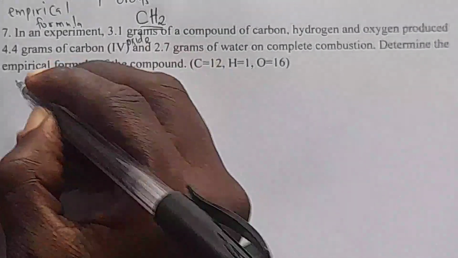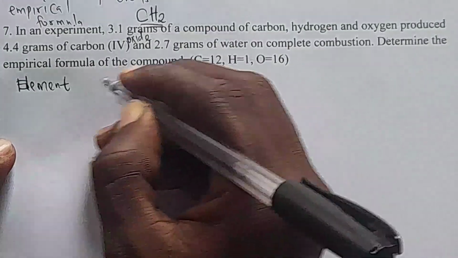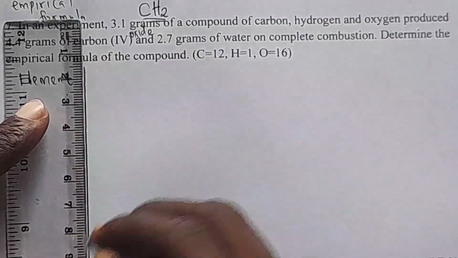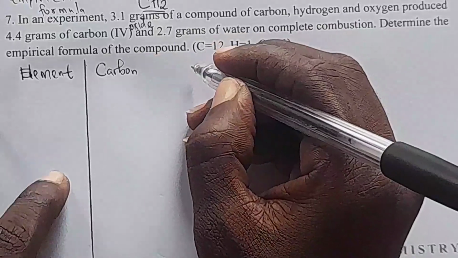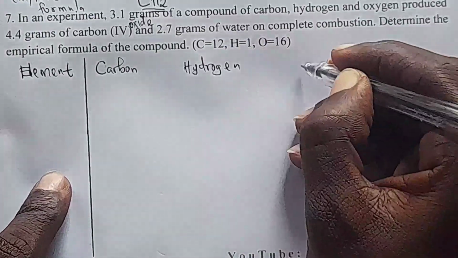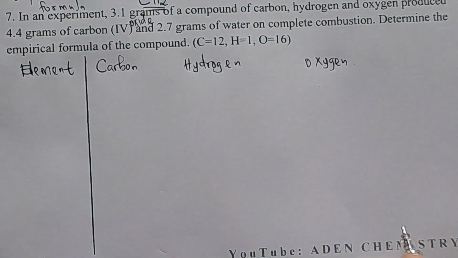Let's start first of all with elements. The elements that we are given here are 3. One of them is carbon, we are going to start with carbon. Then the other one was hydrogen. Then the last one was oxygen. So these are the 3 elements that are given.